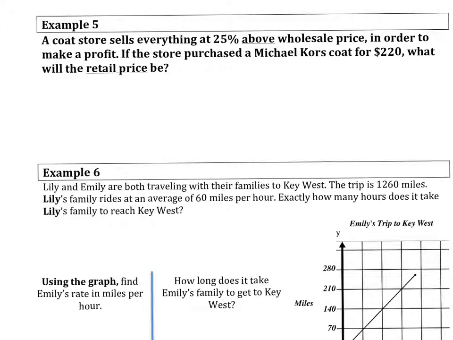So what's important to understand here is retail price is going to be an additional amount that we're adding on, because that's how stores will make profit. They sell the item for more than what they originally bought it for. So in this case, if it's 25% above the wholesale price, we need to figure out what 25% of that original $220 was. So we're going to be translating 25% of 220, and so 25% as a decimal would just be 0.25. Of means multiply, so we multiply by $220, and we end up with $55.